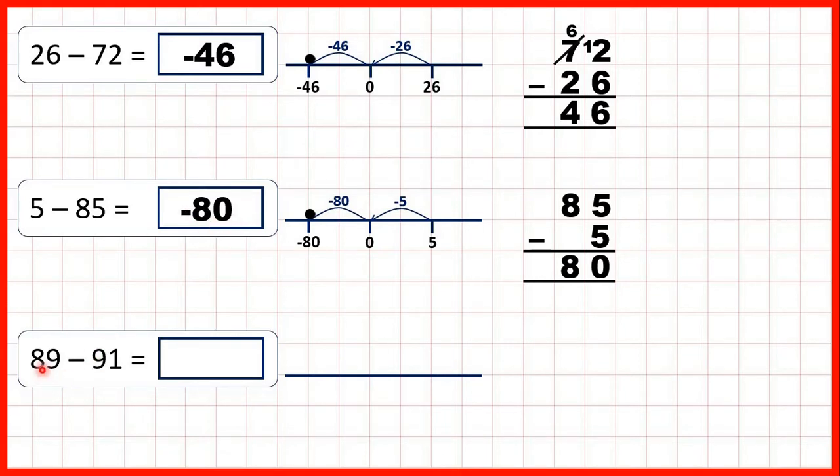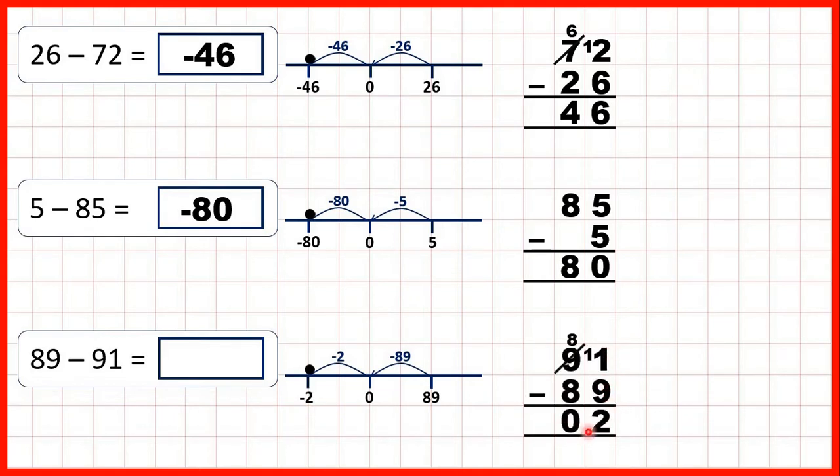And now we have 89 minus 91. Starting at 89, we can subtract 89 to get to 0, but then we need to subtract another 2, so that we've subtracted 91 altogether, and 0 minus 2 is minus 2. If we do 91 minus 89, we get 2, and that tells us that from 0 we need to subtract 2, which is why our answer is minus 2.